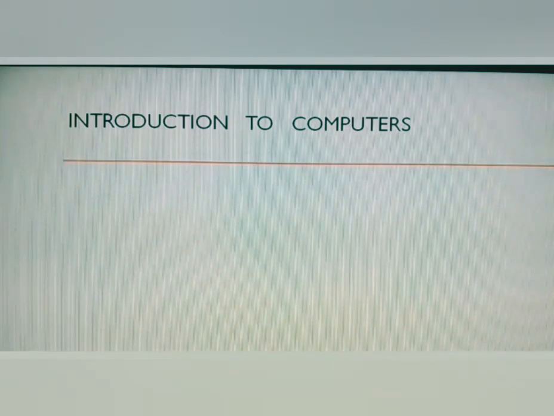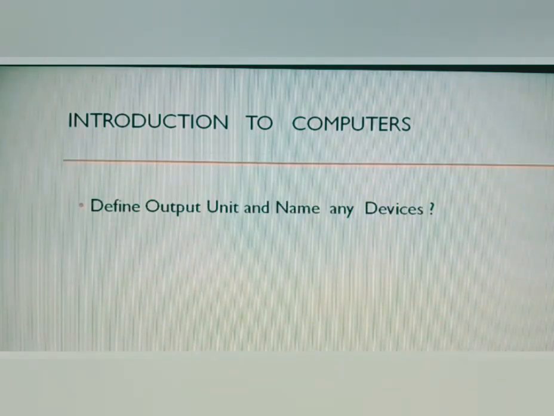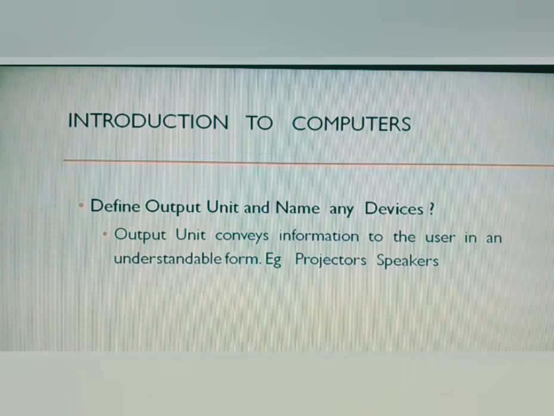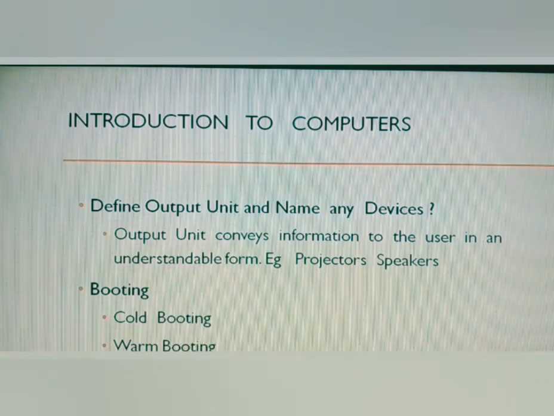And next you finished the output unit. What is the definition? Yes, the output unit conveys the information to the user in an understandable form. Familiar examples you know are the monitor and the printer. And next you have projectors, and another one, speakers. And finally, what did you finish? Yes, you finished with booting. What are the 2 types of booting you have? Cold booting, and the next one, warm booting. So all these you have discussed earlier.